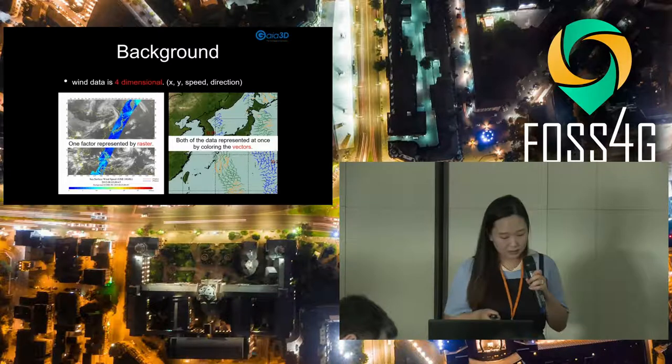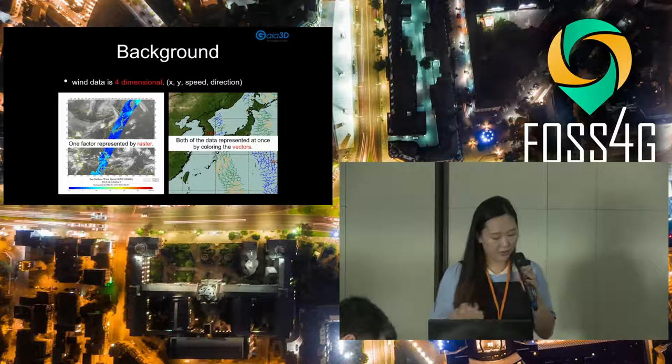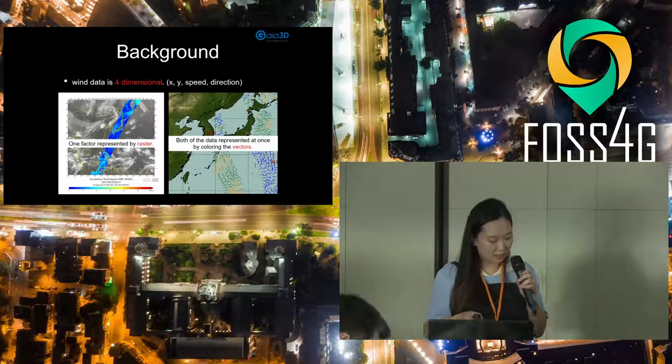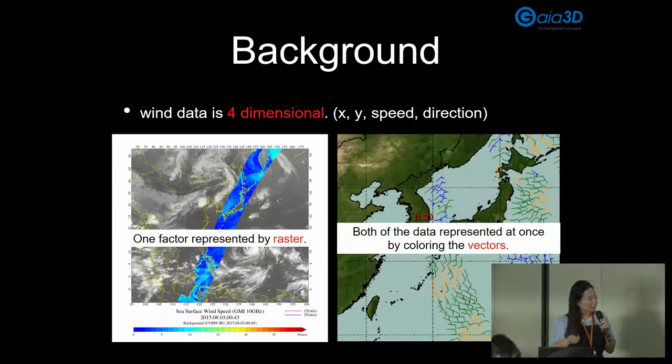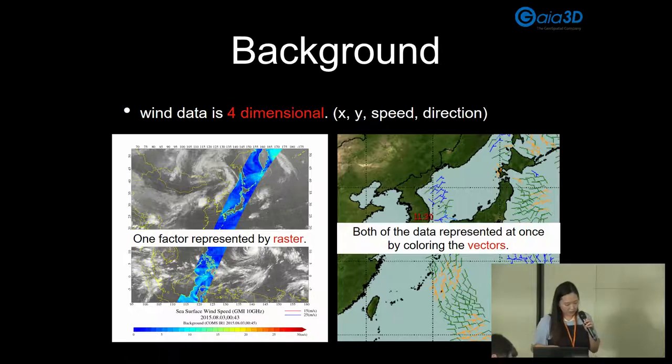Wind data is very complicated because there are wind direction and wind speed. Wind direction is three-dimensional data, so adding speed, there are four dimensions to represent. But the screen is displayed in two dimensions. So four-dimensional data cannot be represented on the screen by itself, and must be divided into two dimensions. Generally, like the left picture, one factor is represented. However, like the right picture, you can represent both of the data at once by coloring the vector over the wind barbs.